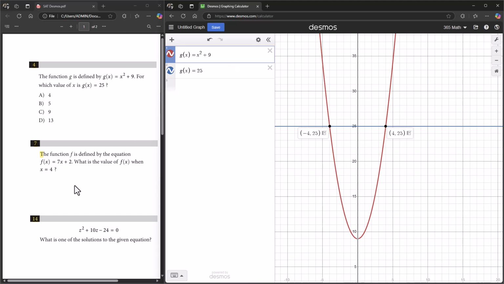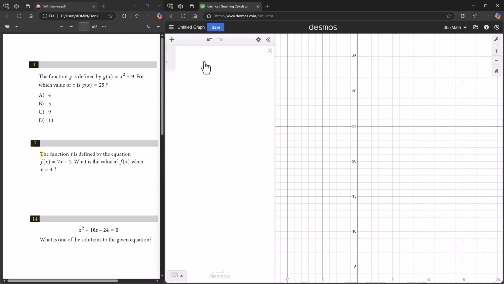And then moving on to the second question, number 7, it says the function f is defined by the equation f of x is equal to 7x plus 2. What is the value of f of x when x is equal to 4? So again, you type the question as it is. So it's f of x is equal to 7x plus 2. Okay, then we have our line.